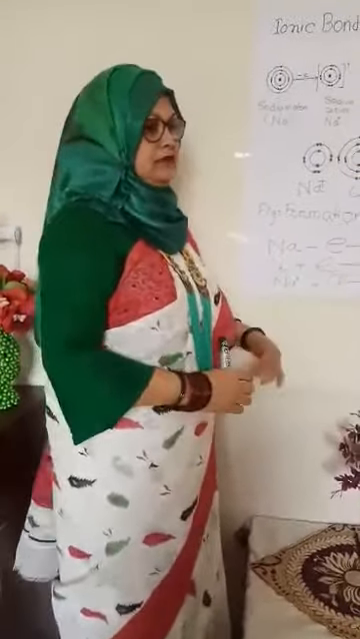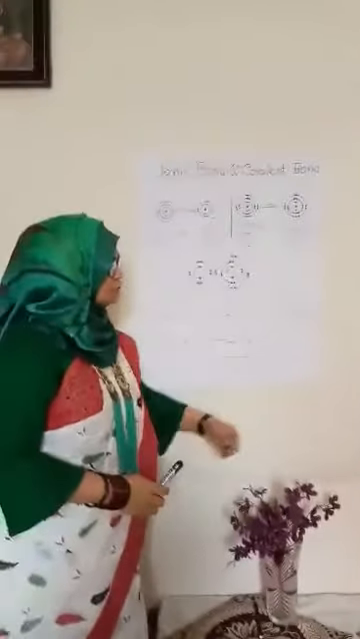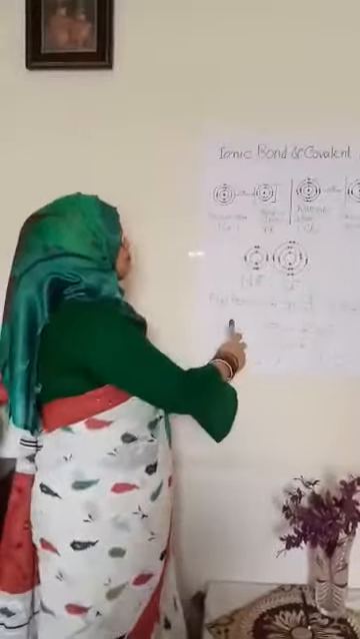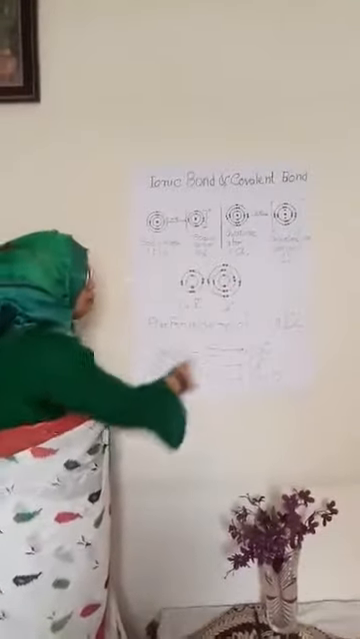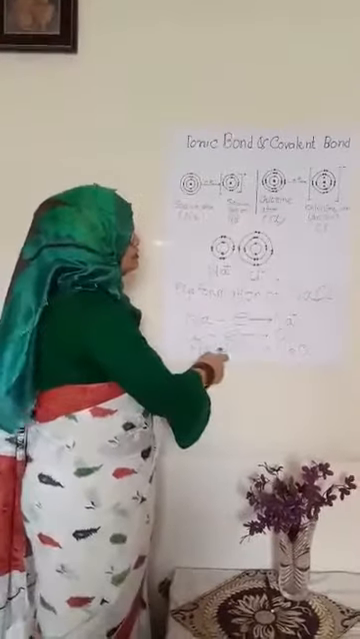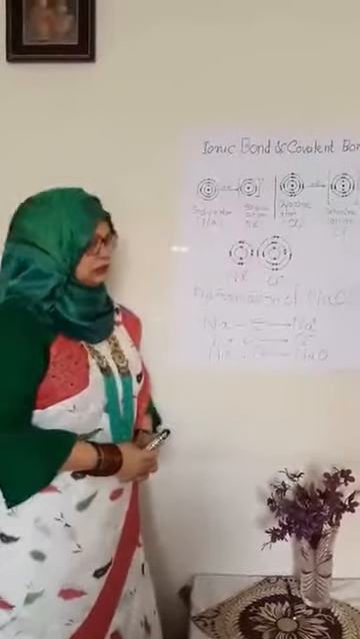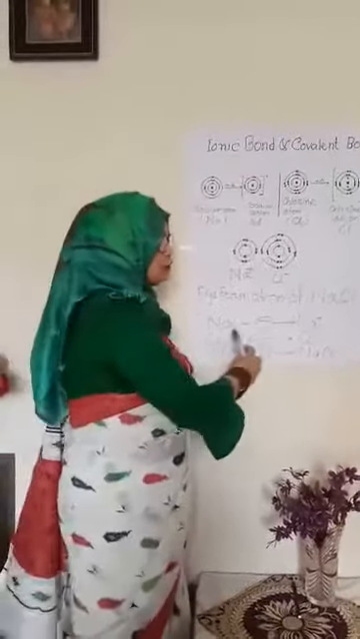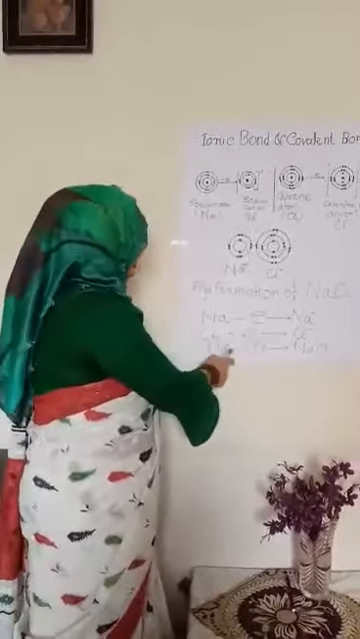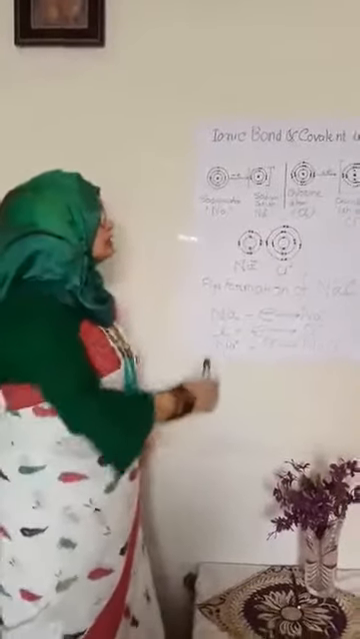So by the ionic bond, ionic compound is always formed, and if you understand the whole process, then you can understand the formation of all the ionic bonds. Now I will go to the next topic, covalent bond.